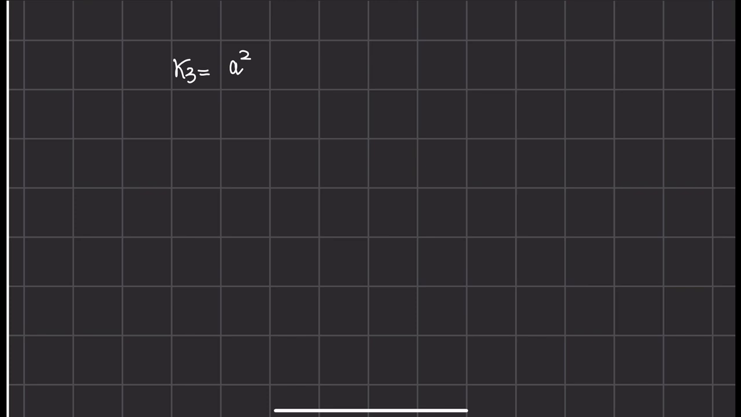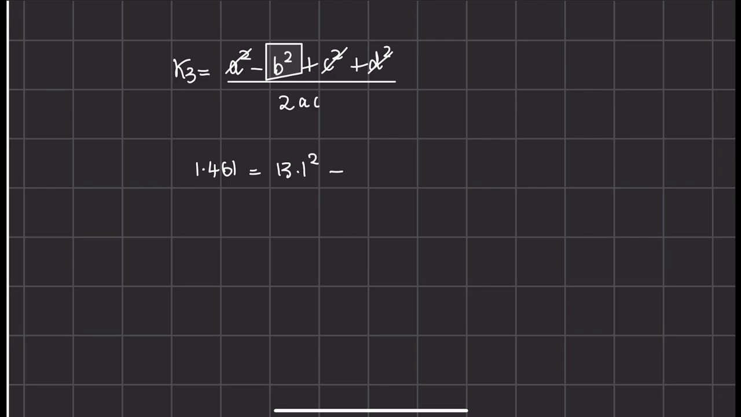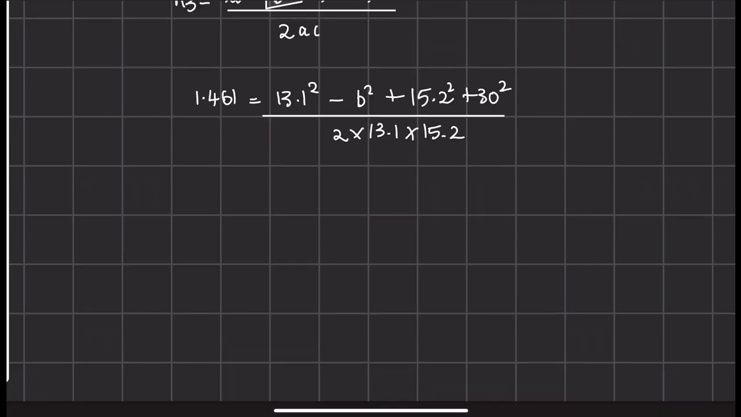K3 is equal to A square minus B square plus C square plus D square divided by 2 into AC. So from these four variables, we know the value of A, we know the value of C, we know the value of D. The only unknown here is B square. So to find this, we will be substituting the values of all the remaining variables, which is 1.461 is equal to 13.1 square minus B square plus 15.2 square plus 30 square divided by 2 into 13.1 into 15.2, which gives the value of B as 26.84 mm.